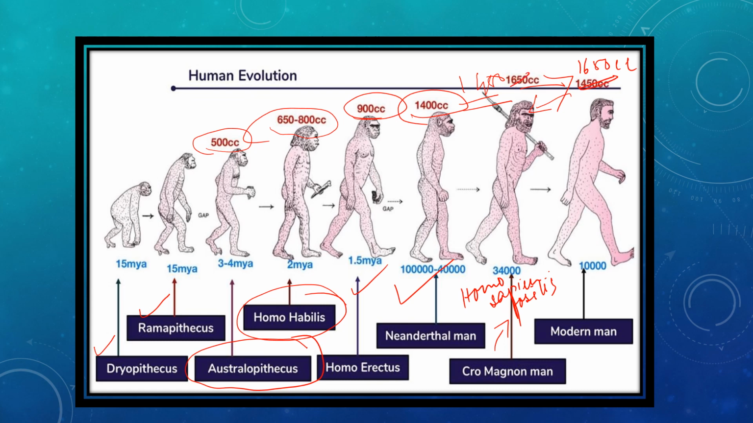So the last two data in this chart are wrong, so just correct that, and just see the structural differences from the starting Australopithecus to the modern man. Now we will take each and every individual from the ancestors till the modern man and discuss their characters, their brain capacity, and how many million years ago they were staying. So let us start.